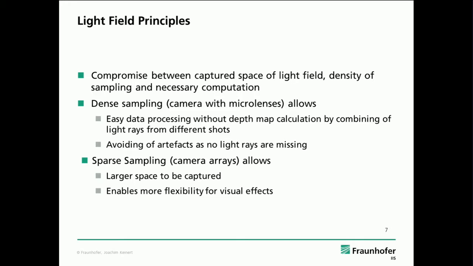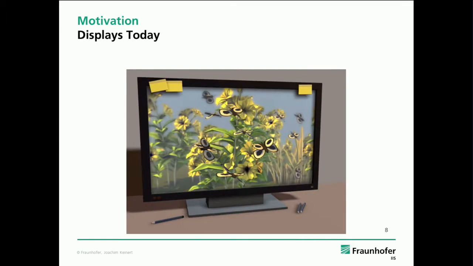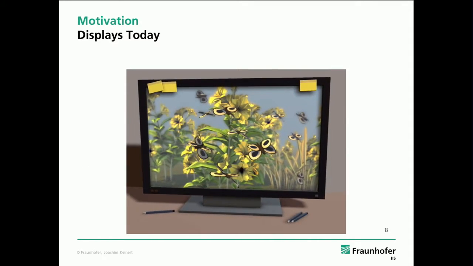With the sparse sampling, means mainly camera arrays, of course, this allows you to capture a larger space. So the dimensions of the, let's say, light field captured space is larger, and it enables more flexibility for visual effects, mainly for viewpoint calculations. So why do we want to do this?